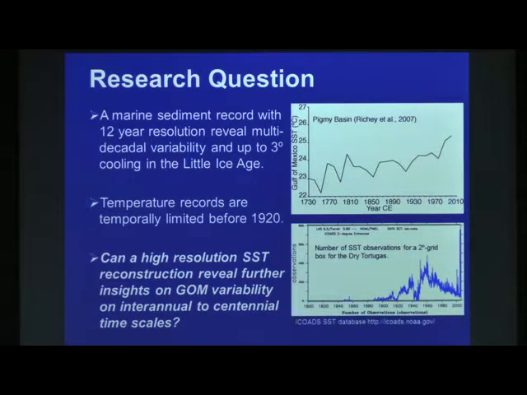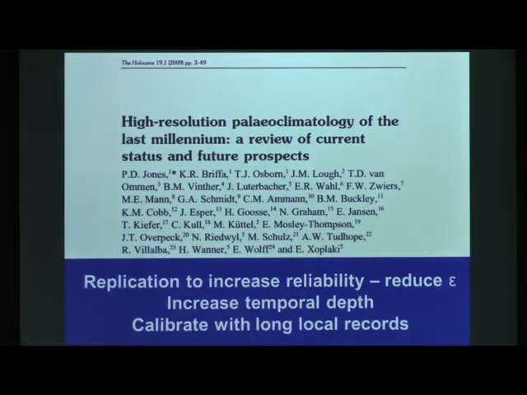So this shows us we just don't know a lot about what's happening in the Gulf of Mexico as we get back further in time. So it's not even the whole 20th century. It's early part of the 20th century. We really don't have good data. So our research question is, can we produce a high-resolution sea surface temperature reconstruction to tell us more about what's going on in the Gulf of Mexico, and particularly in the Little Ice Age interval on interannual to centennial timescales?